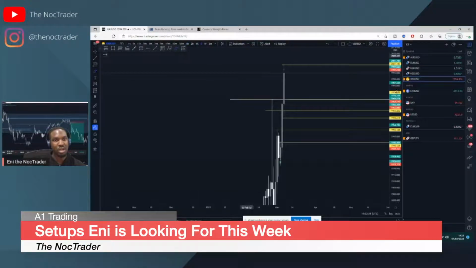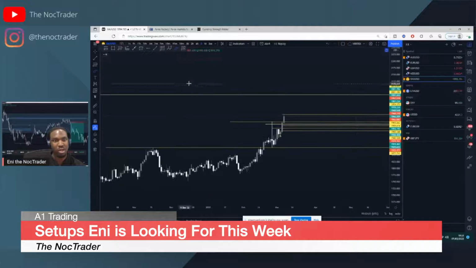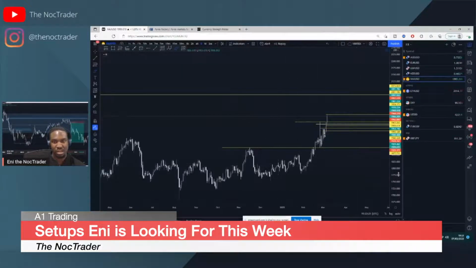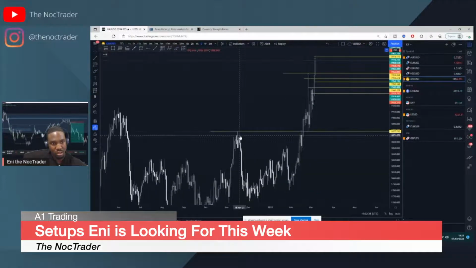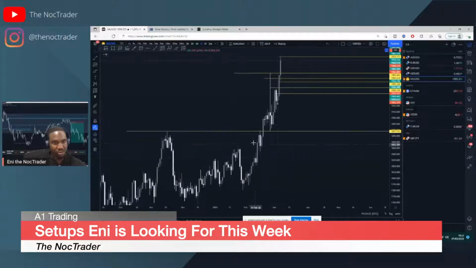The way I look at gold is slightly different to other people. I like to look at it from levels to levels because it respects levels a lot. For example, as you can see here, this was the previous high. It came, broke through, and came and touched it again. So you want to look at levels.